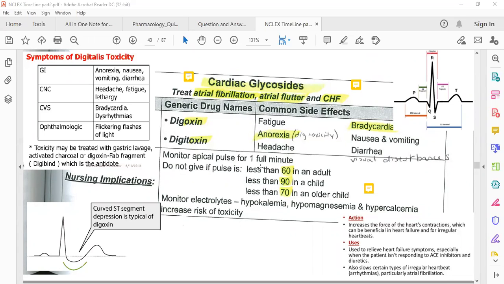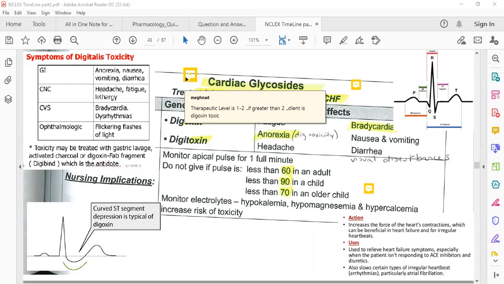So what NCLEX note here? The therapeutic level of digoxin is 1 to 2. If greater than 2, the client is digoxin toxic.